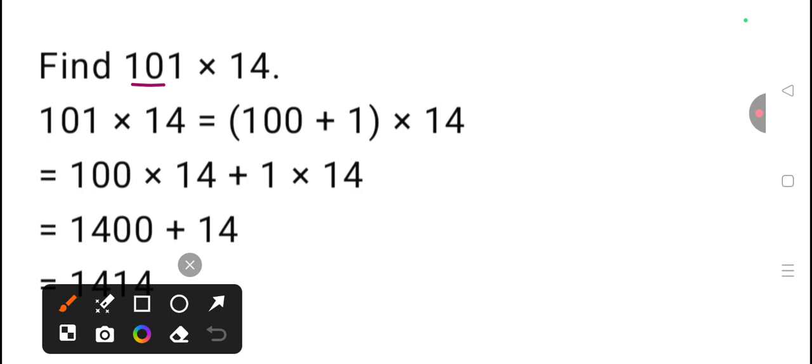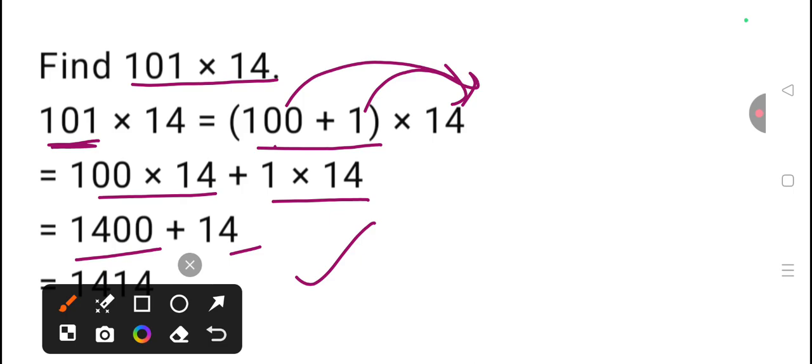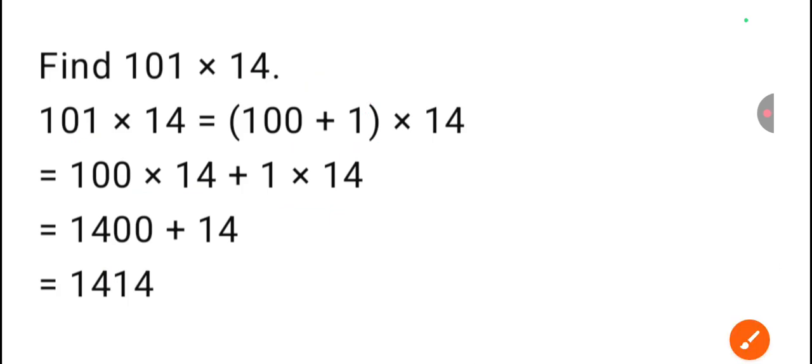So 101 into 14. You will again write 101 as 100 plus 1. The rest of the method is the same, but here you can split according to the nearest hundreds only. Again it will be the same: 100 into 14 plus 1 into 14. 1400 plus 14 gives you 1414 as the answer, right?